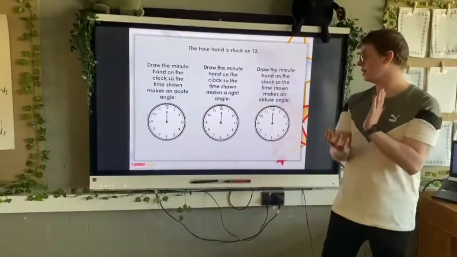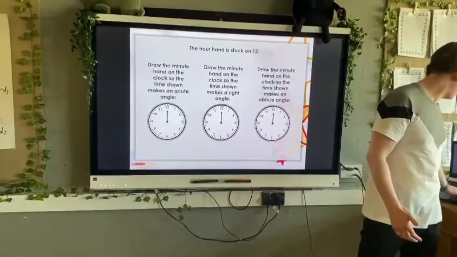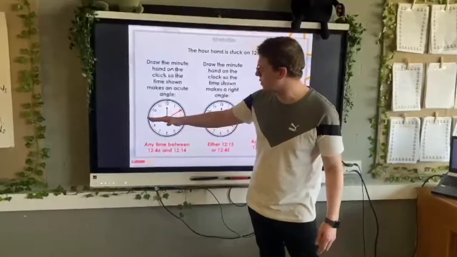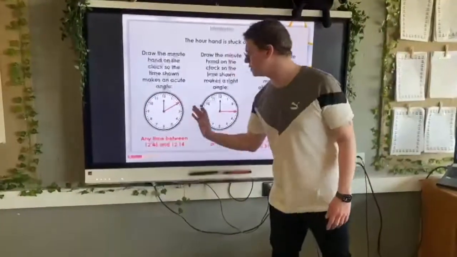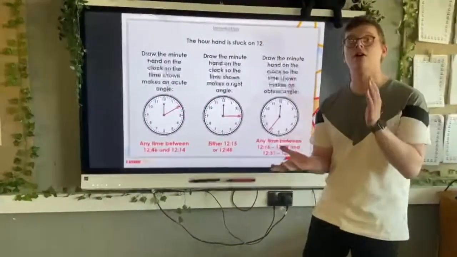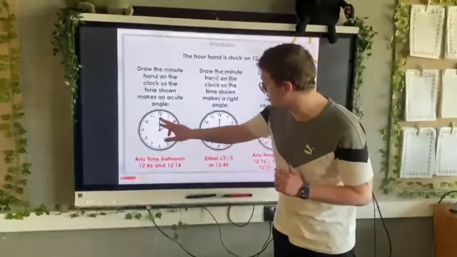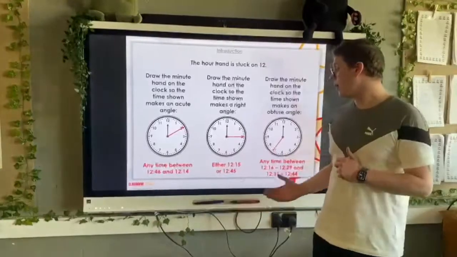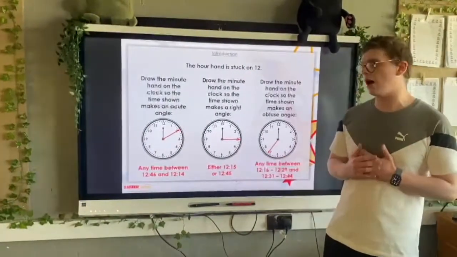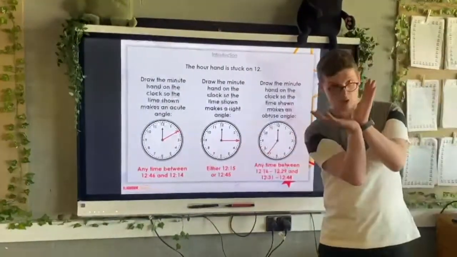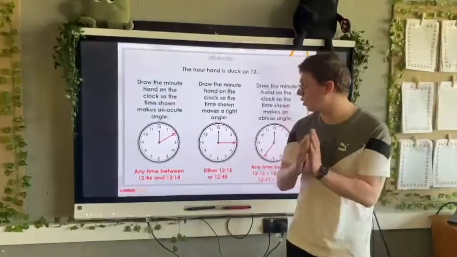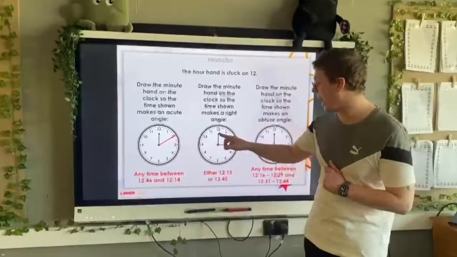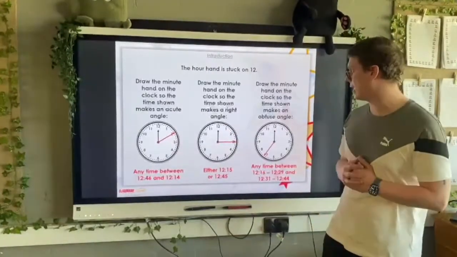larger than 90 degrees. So, if we have a look here, any time between 12:46 and 12:14 would create an angle that is less than 90 degrees, as we can see here. On our second example, our minute hand must be either on the 3, on the 12:15, or on the 9 at 11:45 in order to get that 90-degree angle, as we can see here.